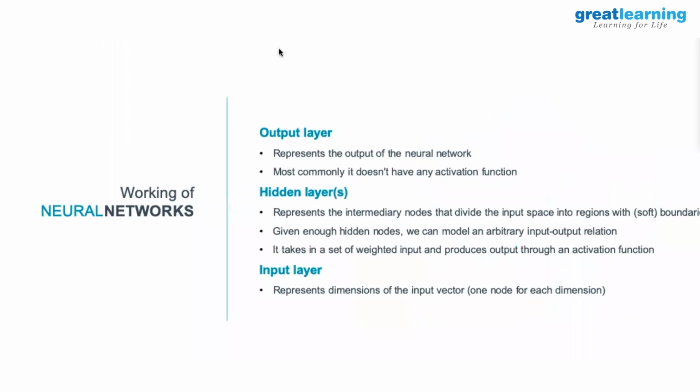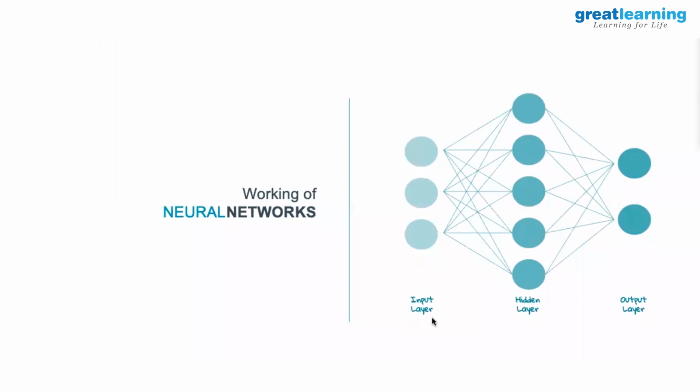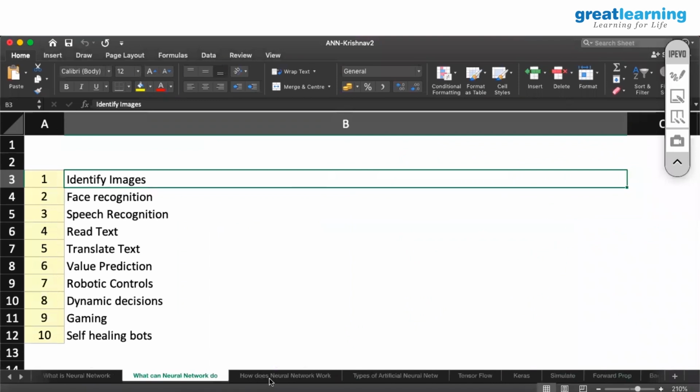Okay, so now there are 3 layers which are most important here. One is called the input layer, one is called the hidden layer, and one is called the output layer. Now let me shift you to that Excel file, and we will simulate something. So we'll start from scratch.